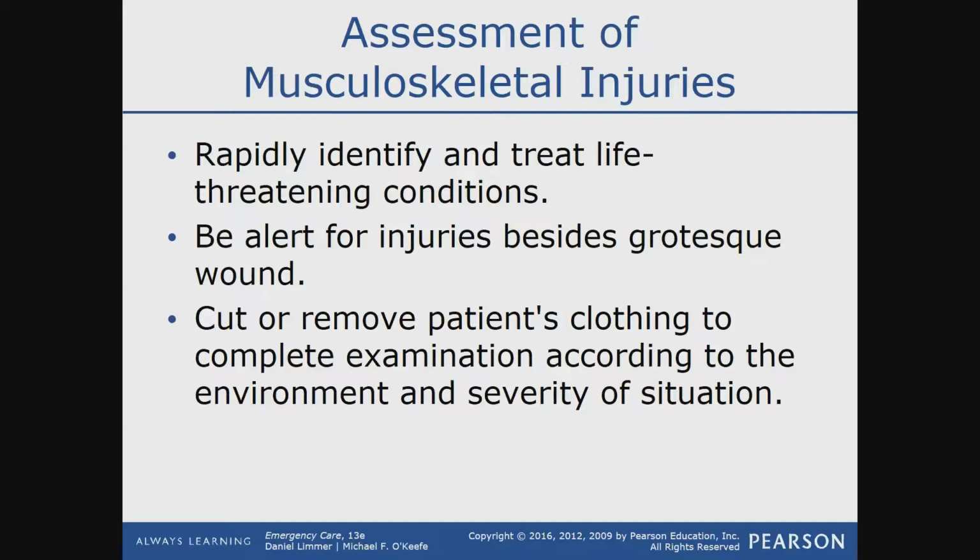All right, let's see. Assessment of musculoskeletal injuries. So rapidly identify and treat life-threatening conditions. That's always your priority, guys. ABCs, life threats, all right? Be alert for injuries besides grotesque wounds. And I've always hinted at this and talked about this. Never ever let something nasty take your attention. Just because it looks nasty doesn't mean that it's life-threatening.